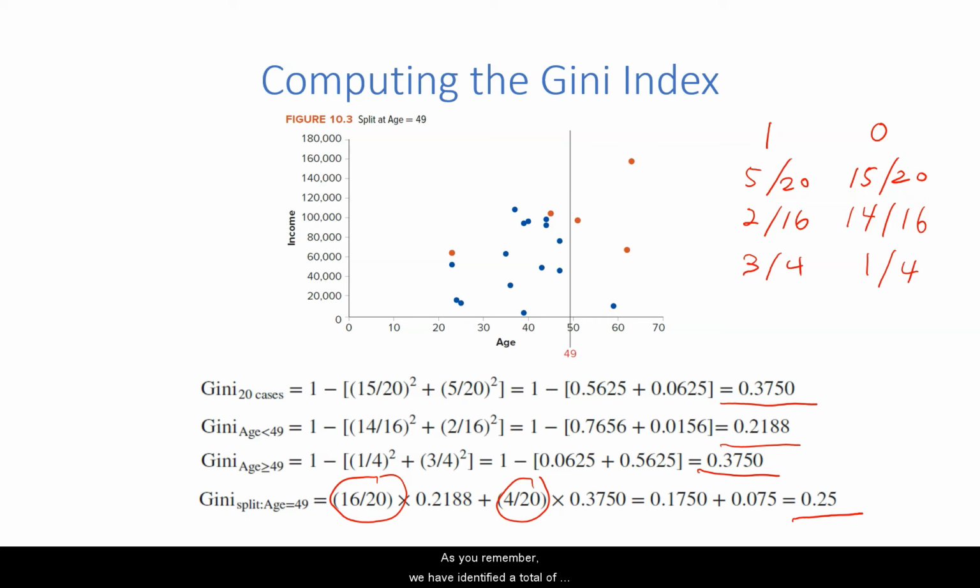As you remember, we have identified a total of 34 candidate splits on both the age and income variables for the dataset. Which one is the one that we should use as our first split, or the root node? Well, it is the one that generates the lowest Gini index value, or purest subsets.